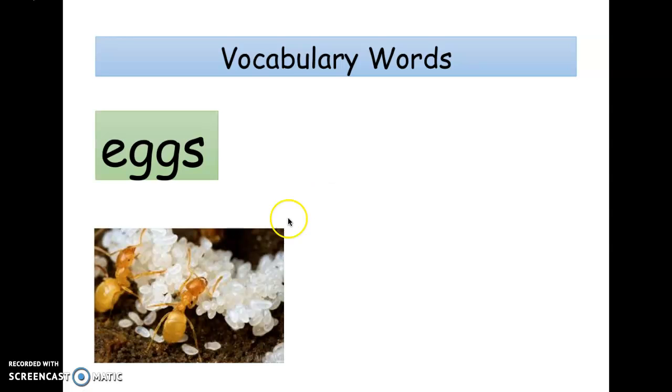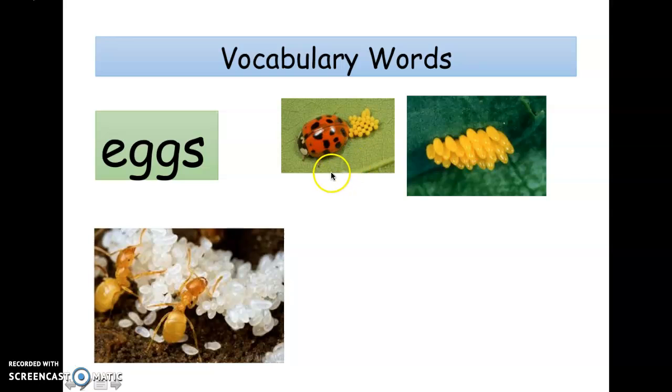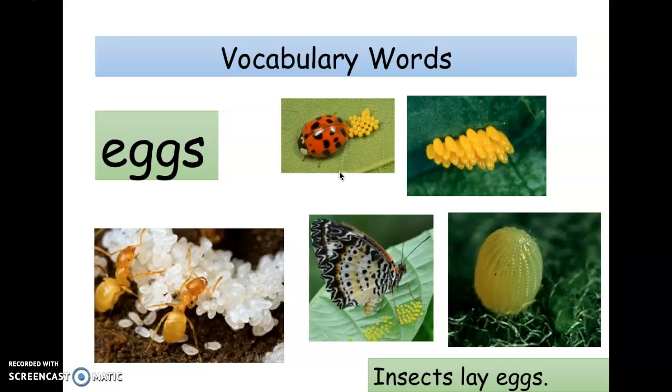Eggs. Now, ants lay eggs. Ladybugs also lay eggs. Insects lay eggs. And butterflies lay eggs. Butterfly eggs look like rice, but those are eggs. So all the insects lay eggs, lots of eggs at one time.